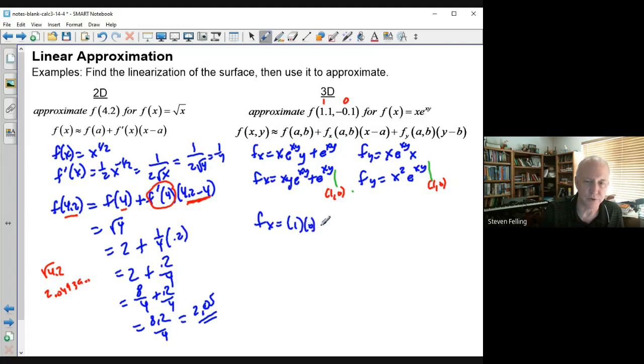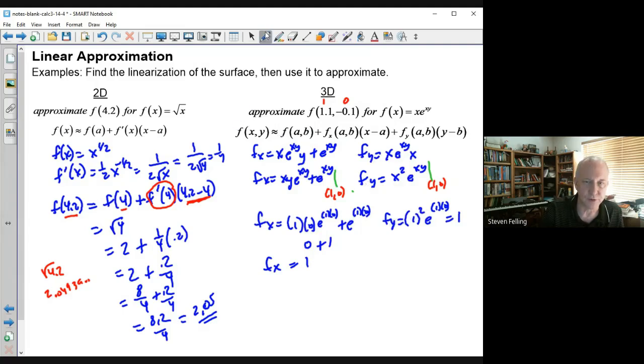So I don't need to go any further there. Plus, well, I'll just write it, e to the 1 times 0. Plus e to the 1 times 0. So this is going to be 0 plus e to the 0, which is 1, and so fx equals 1 at this point that's close to that. fy would be x, which is 1 squared, e to the 1 times 0. So it's going to be 1 times 1, which is also 1. So fx and fy are both 1.